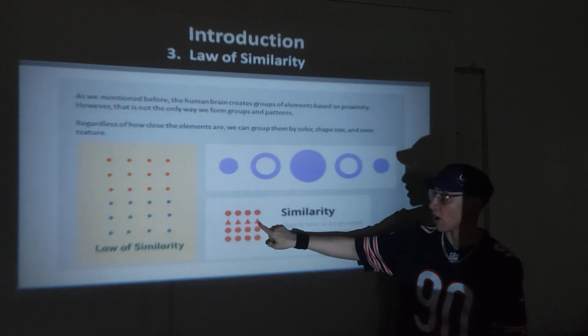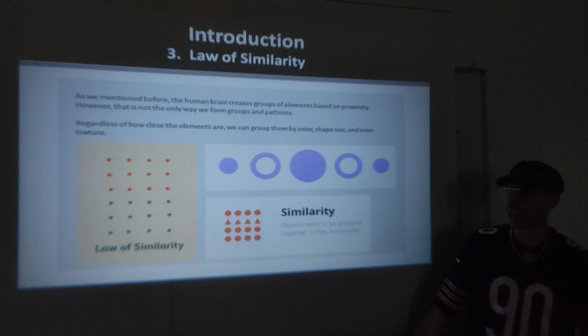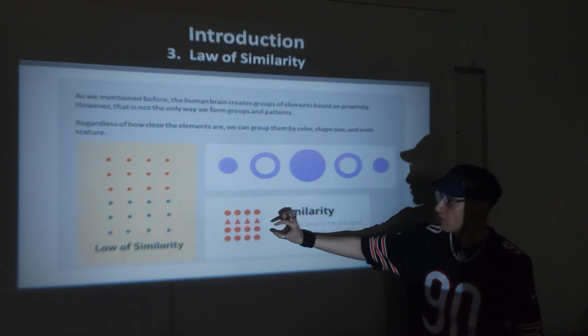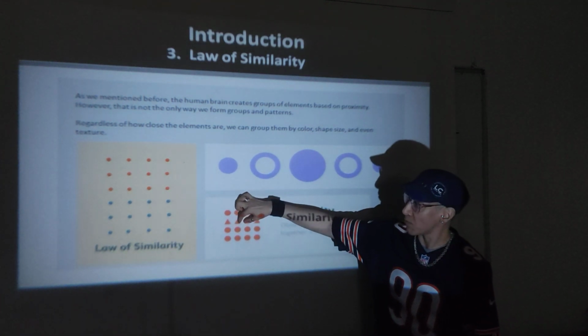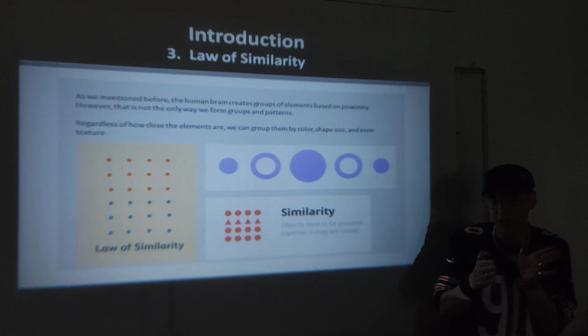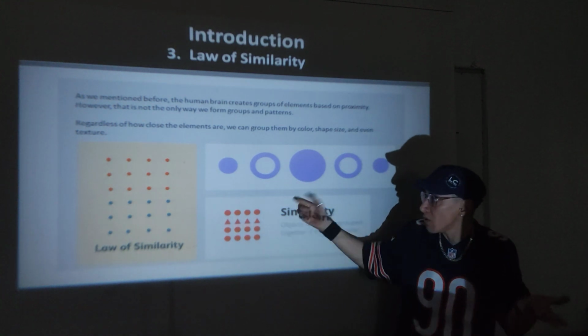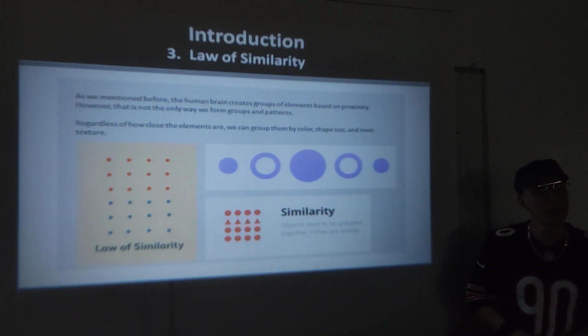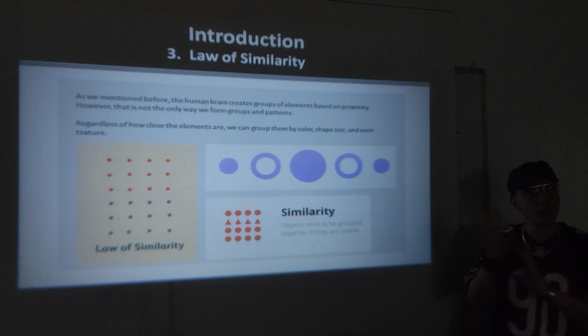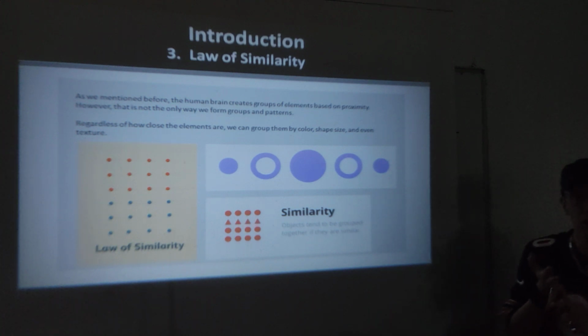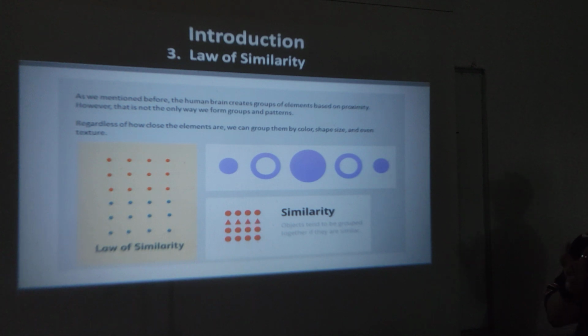Or if we change the shape, immediately, if you look at these, they are all in the same proximity from each other, the same distance. But these are triangles and these are circles. So we see this as a group immediately, just because it's a different shape. So changing the shape, changing the color is as important as changing the distance from each other of the elements to make something look like a group or not a group.